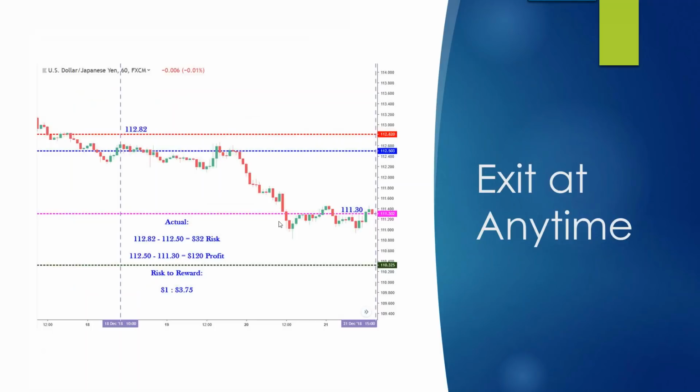This is what actually happened, okay? It actually came down to 111.30. Do you see that double pattern, double bottom there? I exited, and my exit price was at 111.30. So I risked $32 to make 120. My risk to reward was 1 to 3.75. That's why I like the touch brackets.